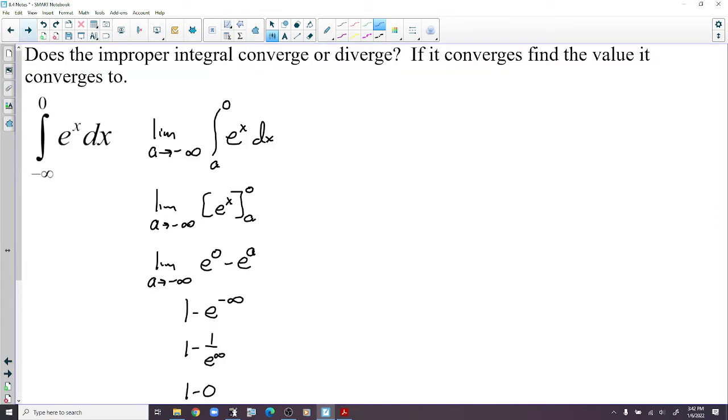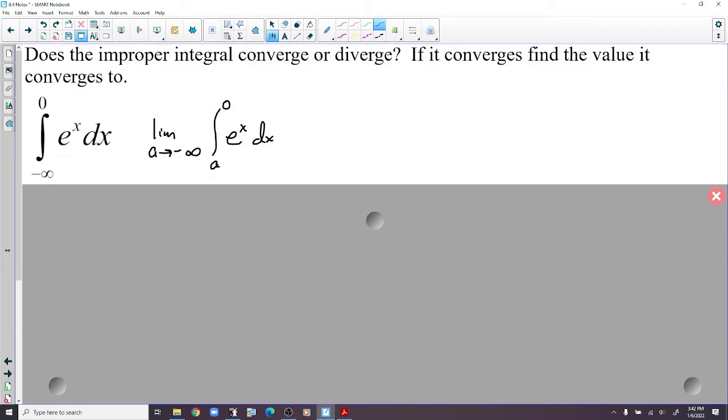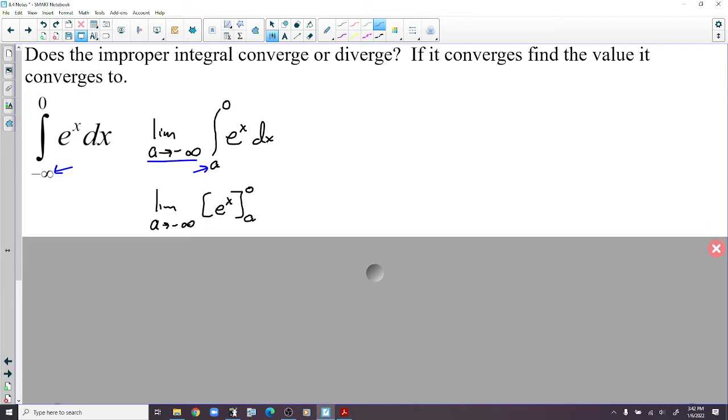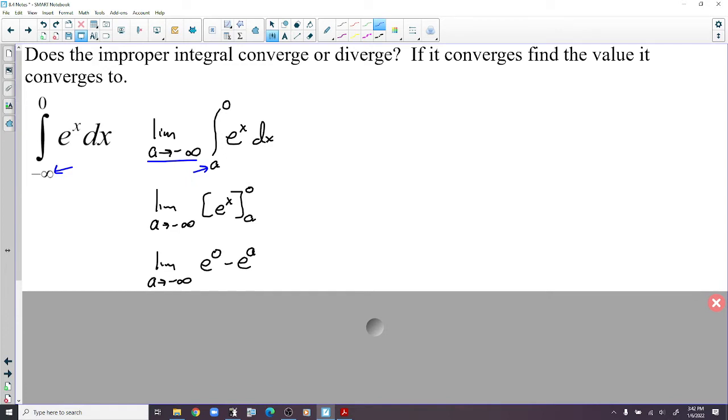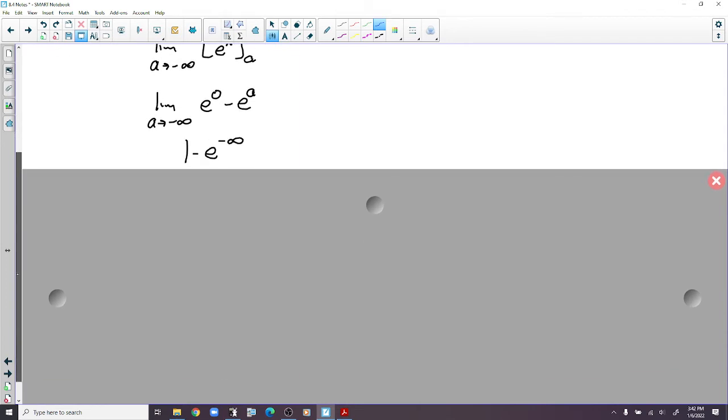Does the improper integral converge or diverge? If it converges, find the value it converges to. So here's our example. We have the integral from negative infinity to 0. Instead of having negative infinity here, we're going to approach negative infinity. We're going to put an a there, and we're going to approach it with a limit. Well, we're going to integrate e to the x, which is e to the x, top minus bottom, so e to the 0 minus e to the a. And e to the 0 is 1, but now we're plugging in negative infinity for a, and we're doing it as a limit. So we still end up plugging it in, but in terms of a limit.